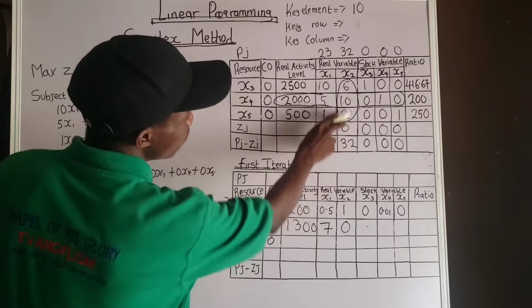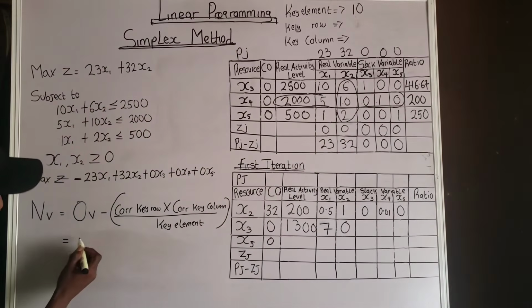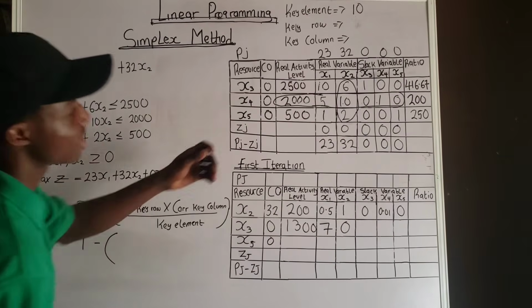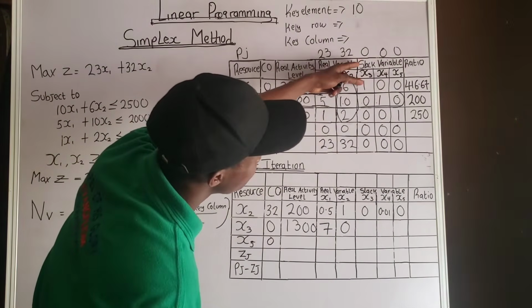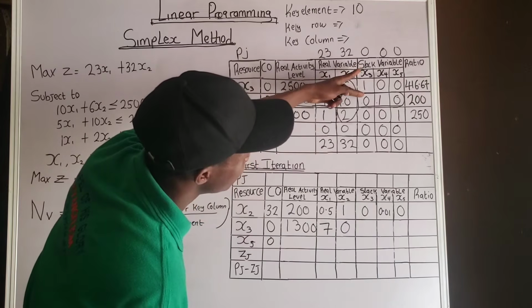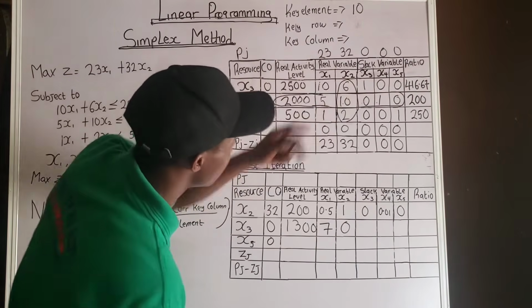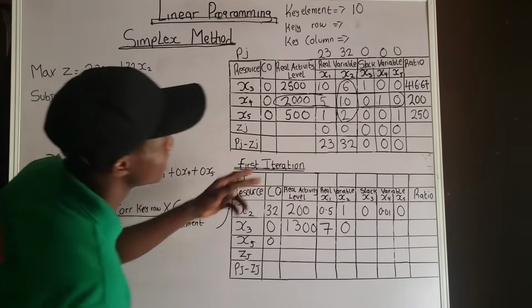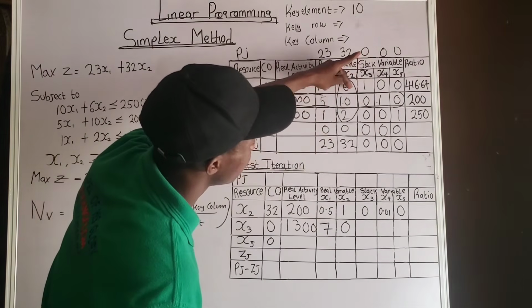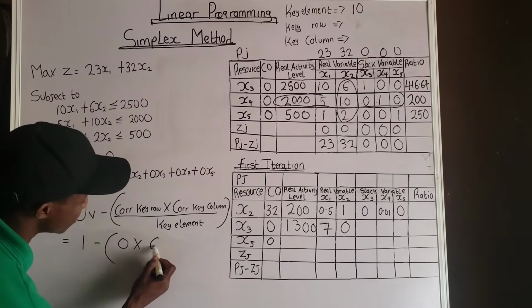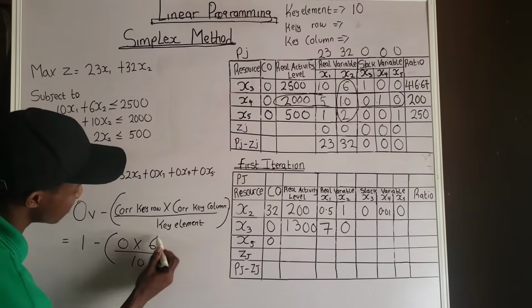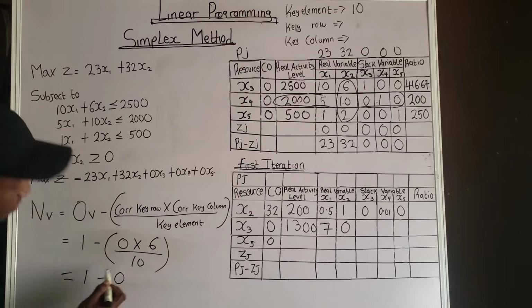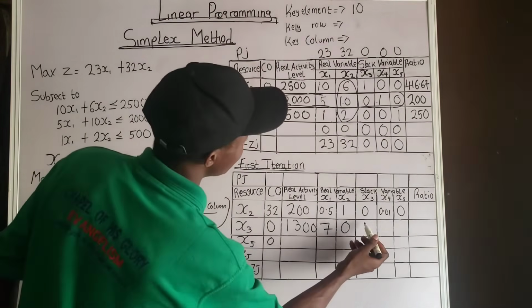So let us proceed to get the new value of these cells. The old value of these cells is what? 1. We are going to use the same formula, which is old value, which is 1, minus the corresponding key row element. I'm going to trace it from this 1 to the key row element. The corresponding key row element of 1 is what? 0. So I'm going to have 0 multiplied by the corresponding key column element. The corresponding key column element is what? 6. So I'm going to have 0 multiplied by 6 all over the key element, which is 10. If you punch your calculator, you are going to get 1 minus 0. That gives me 1. The new value of these cells is 1.